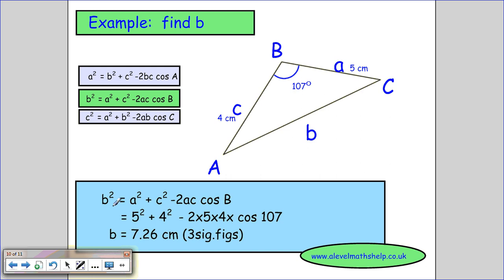And then you mustn't forget that you've got to take the square root, because I don't want B squared, I want B. And so I take the square root of this number from the answer. So don't write it down and round it. Make sure you put the answer to this in your calculator when you square root it. And here I've done it to 3 significant figures. Again, do as you're told.